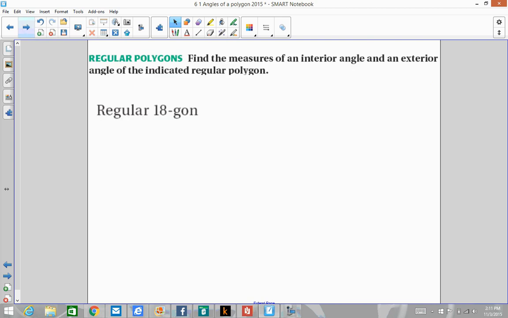All right, so it says find the measure of an interior angle and an exterior angle of the indicated regular polygon. So it's a regular polygon, which means all sides and all angles are the same. Let's start with the first part. The sum is equal to 180 times 18 minus 2. And remember, it said to find a single angle because it says an interior angle, so I divided it by 18. Remember, that's the formula.